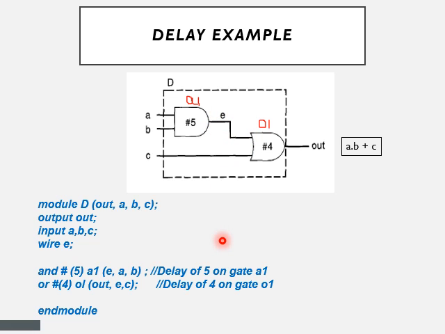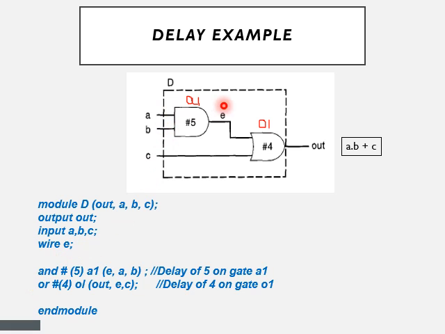So here, this is the program. I hope there is no problem in understanding the program. The module is D, and the terminals are the ones which are going to interact with the external environment: out, comma, A, comma, B, comma, C. So out is output and A, B, C are inputs. And I have one more intermediate signal, that is E, so it is declared as wire E.